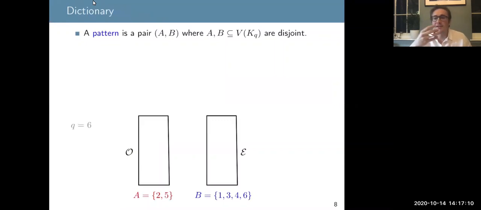Okay, so in order to discuss these things a bit more formally, I'm going to have to introduce a little dictionary of terms so we can discuss these things.